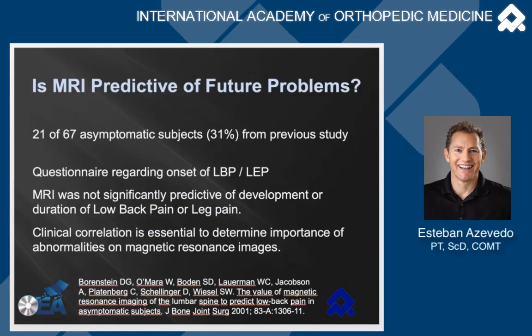Another study looked at whether MRI degeneration or deformity can predict future problems. This study back in 2001 said no, you have to correlate it to the clinical symptoms, not base it on the MRI.